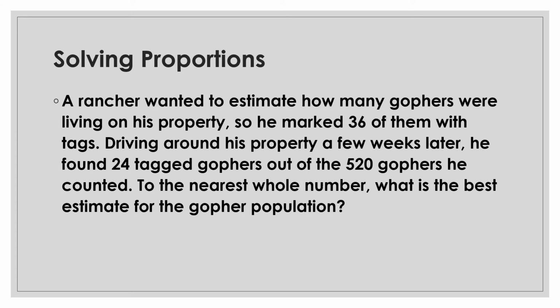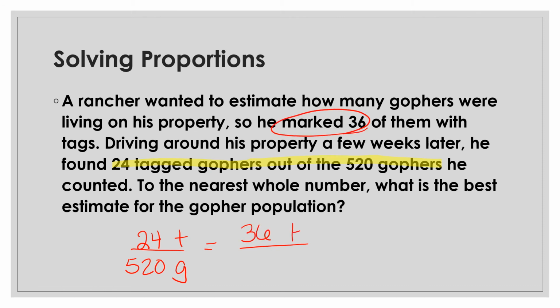So we can see that 24 tagged gophers out of the 520. That's what you're going to use just to set up your proportion. So 24 were tagged out of the 520 gophers. And we are wanting to know if 36 have been marked or tagged, then how many total would that be? So we're going to solve for x. So go ahead and cross multiply.